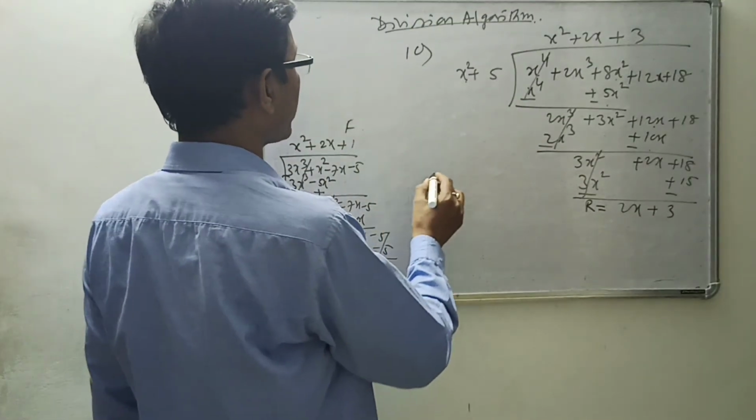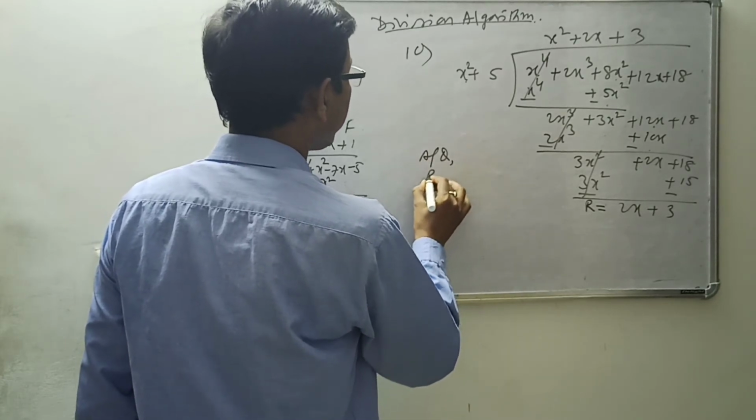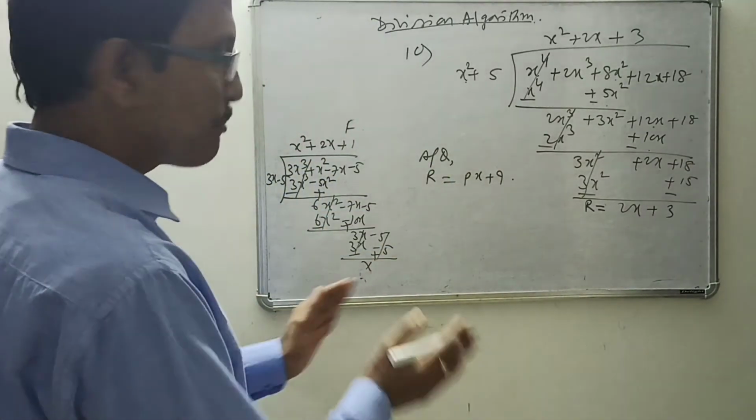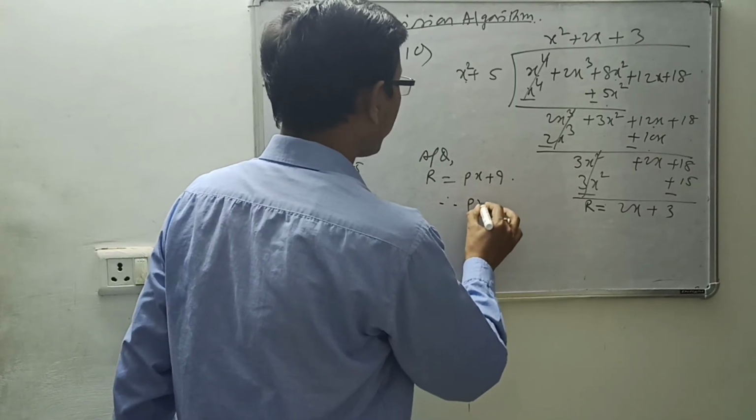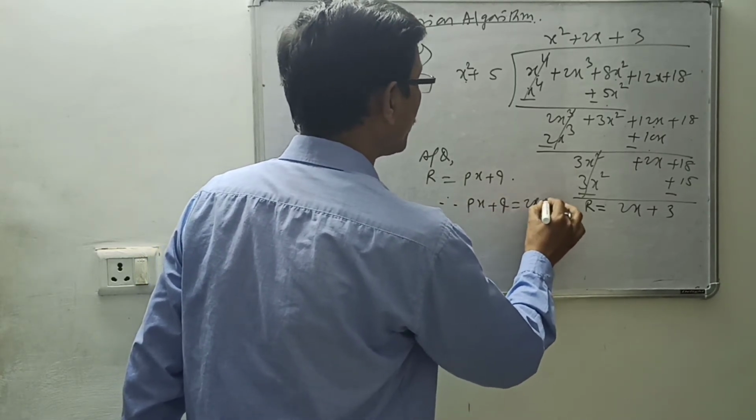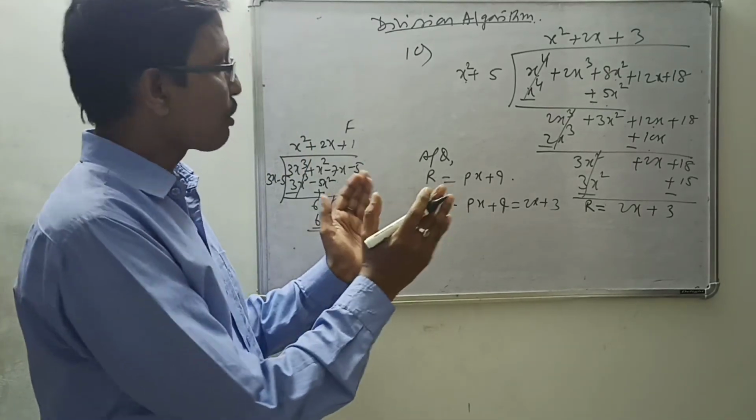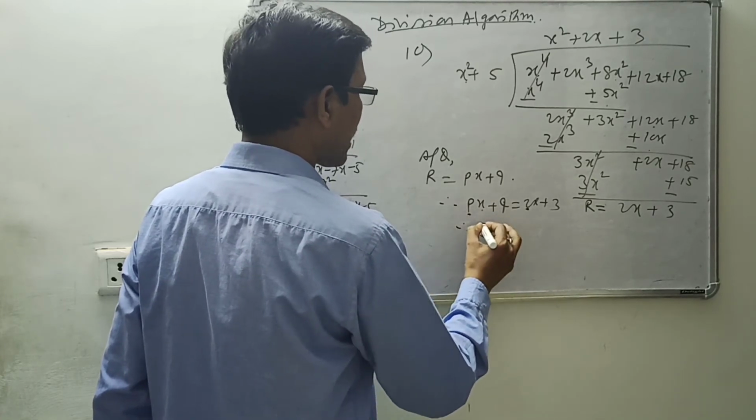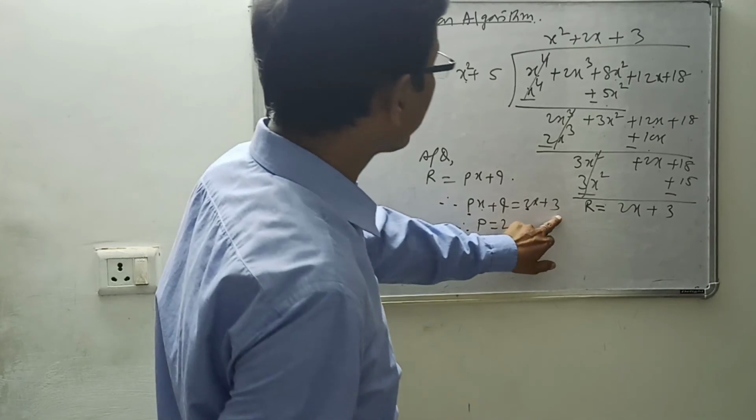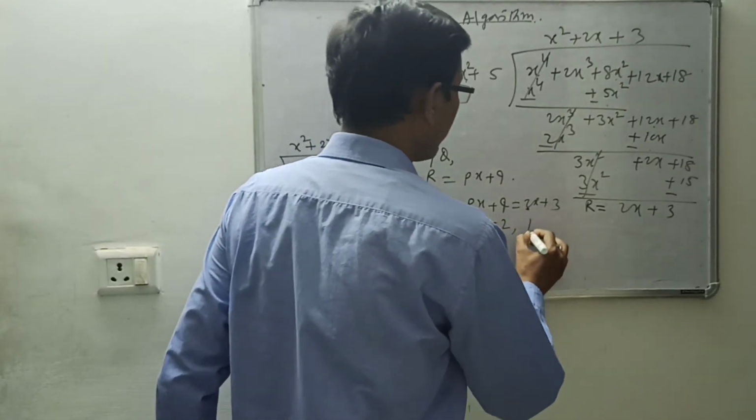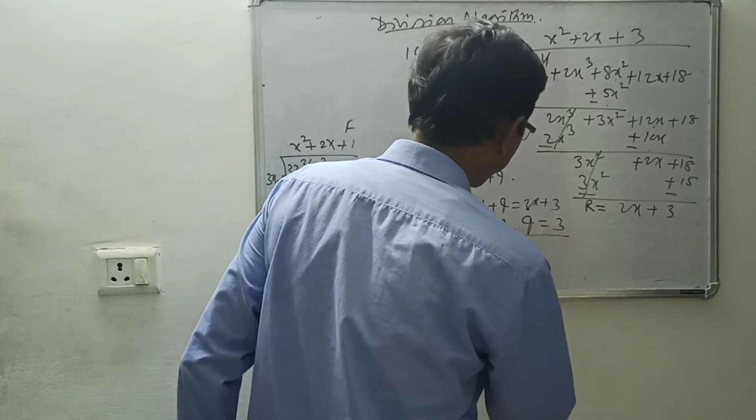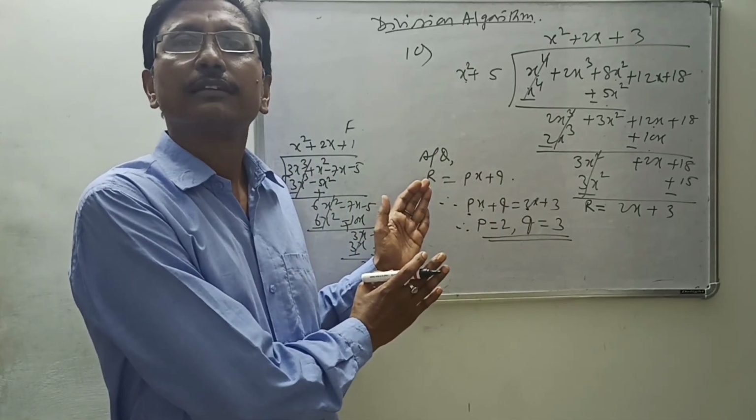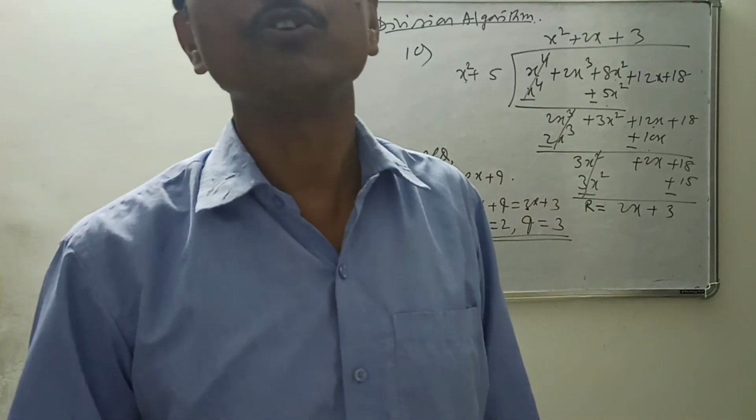According to the question, it is given that the remainder is px plus q. So we have to check that: px plus q equal to 2x plus 3. So compare these two. The x term coefficient is 2, and the x term coefficient is p. So therefore you can get p equal to 2, as well as 3, and there you have the q. So what can we say? q equal to 3. Is it okay? So in this way we can do that. So this is the complete polynomials we have done.